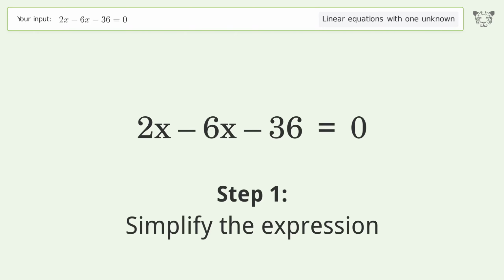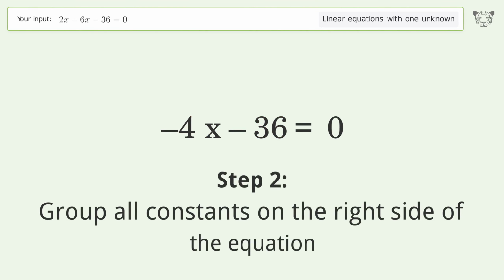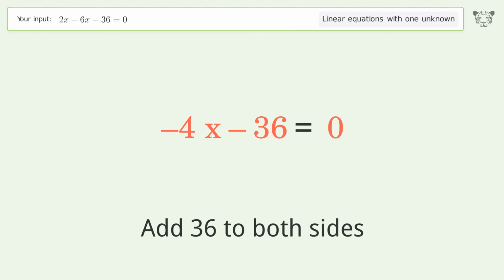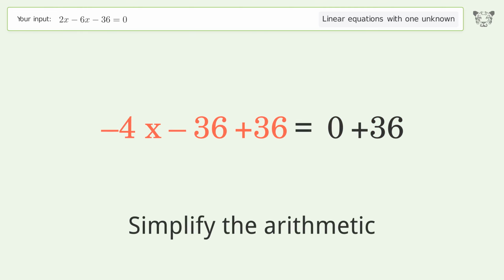Simplify the expression. Simplify the arithmetic. Group all constants on the right side of the equation. Add 36 to both sides. Simplify the arithmetic.